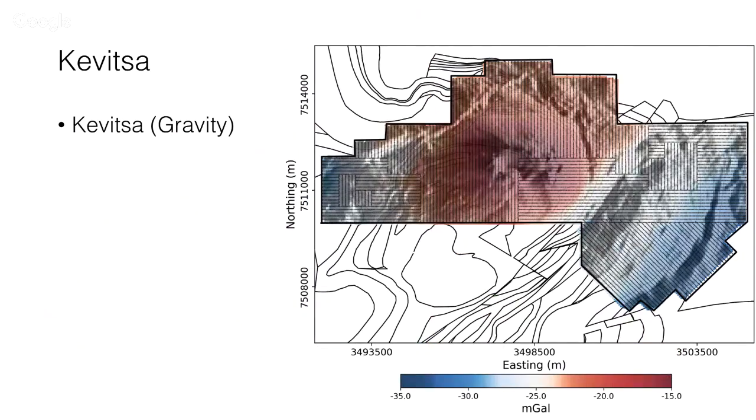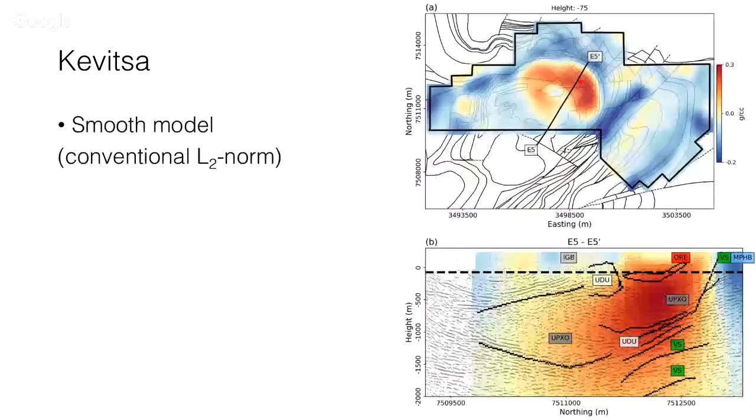So take a look at the gravity data. If you just did a smooth inversion, the L2 inversion, then what you end up with is a surface projection of the density, and you see there's the density anomaly in here, and there's low, there's high, and then you get a cross section slice through that, you get something that kind of looks like that.